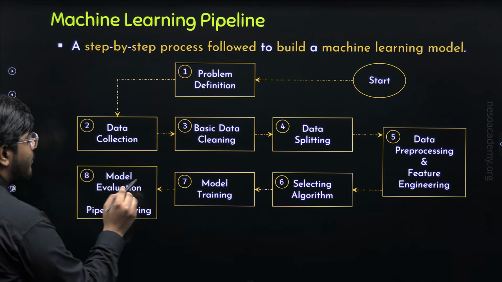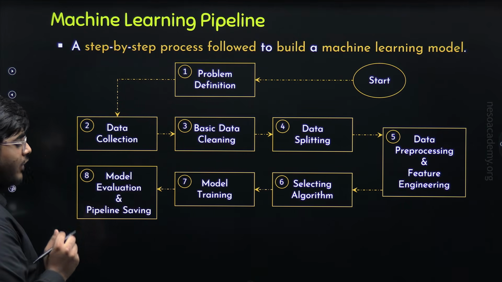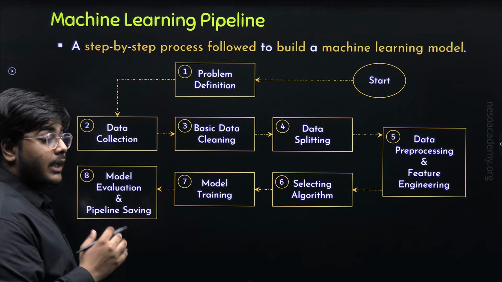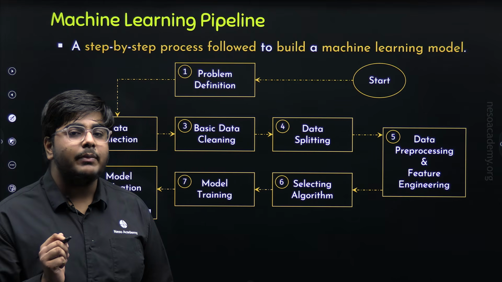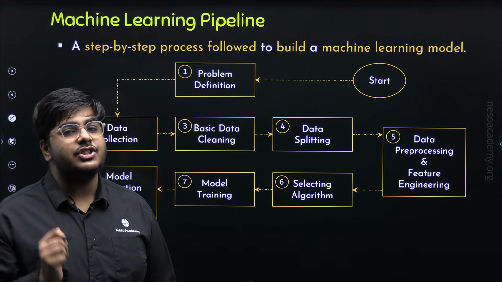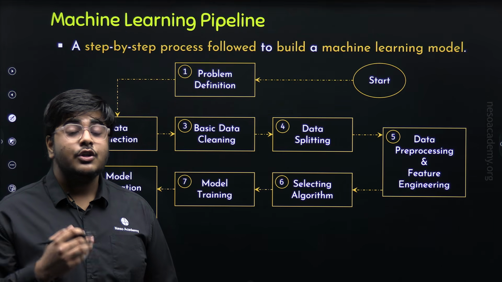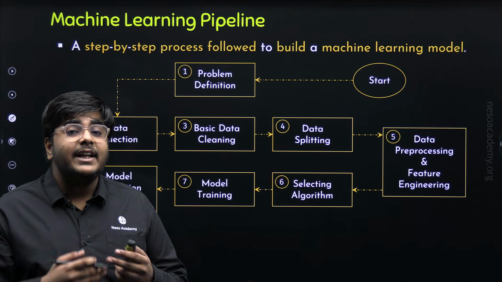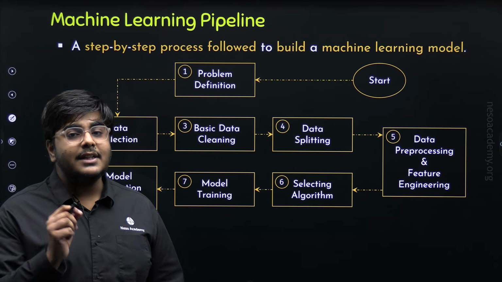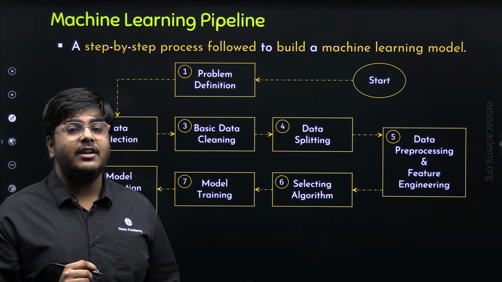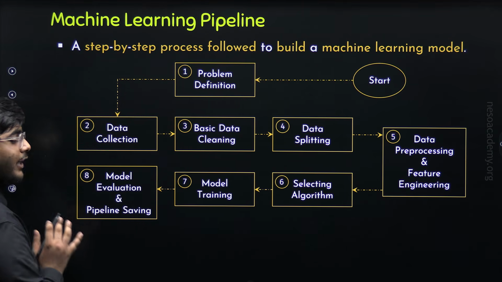Now, after model evaluation, there is pipeline saving. What is the meaning of pipeline saving? After the model is evaluated, if it has a good performance, then we need to save the machine learning model. Why save the machine learning model? So that we don't need to retrain the machine learning model again and again from the beginning. This is known as saving the machine learning model, or I can also say saving the entire pipeline of machine learning.